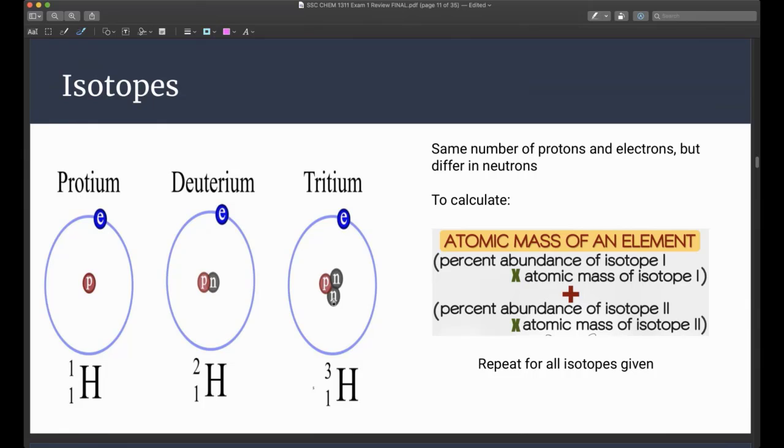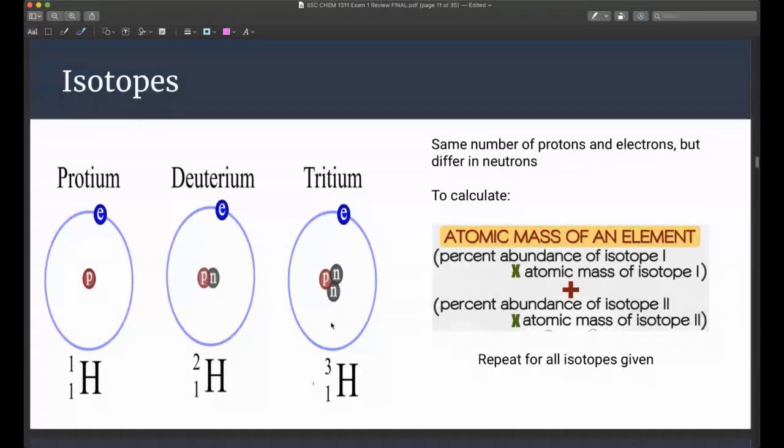To calculate, usually in experimental data, to find the atomic mass of an element, you'll be given the percent abundance of isotopes, and you'll also be given the atomic mass of the isotopes. What you do is multiply them together and add them all, repeating that for each isotope. Because the atomic mass is just the average of all known isotopes for that element. So not necessarily that every piece of that element has that atomic mass. Rather, it's just the weighted sum of the known isotopes, right?